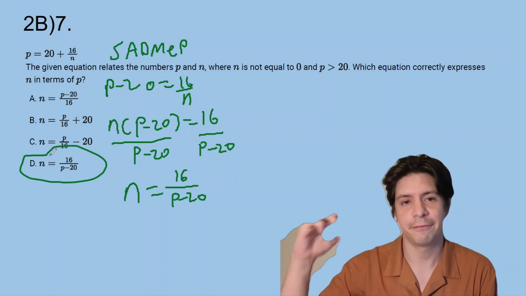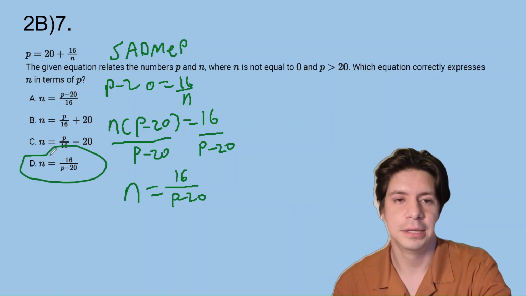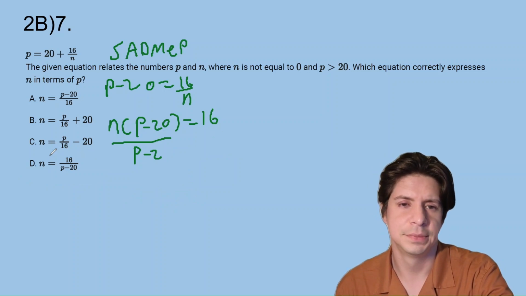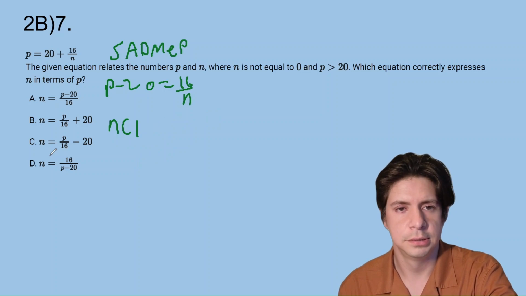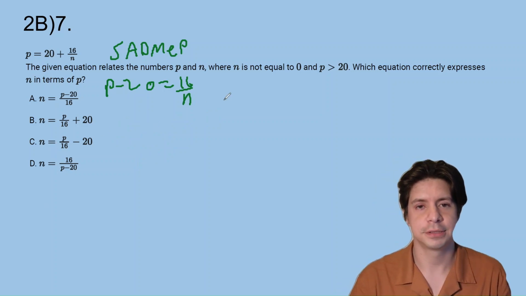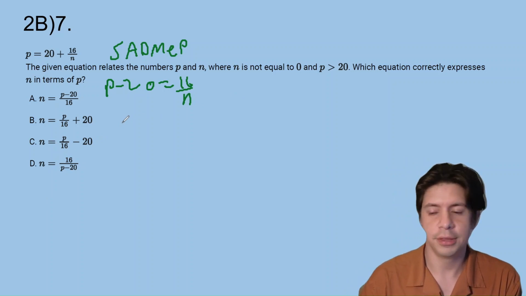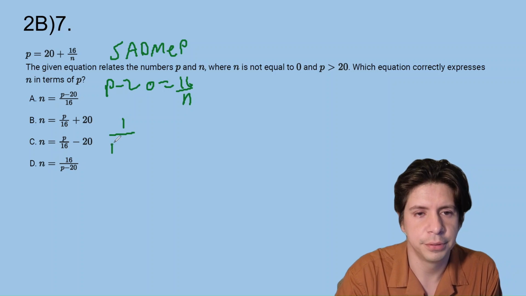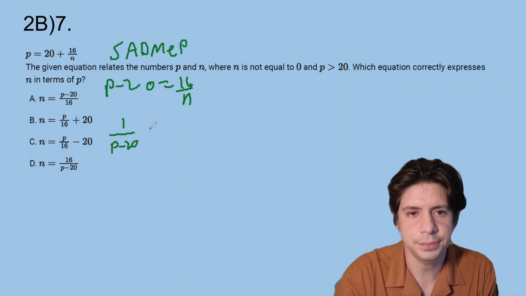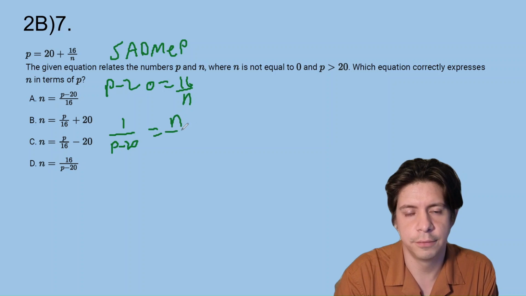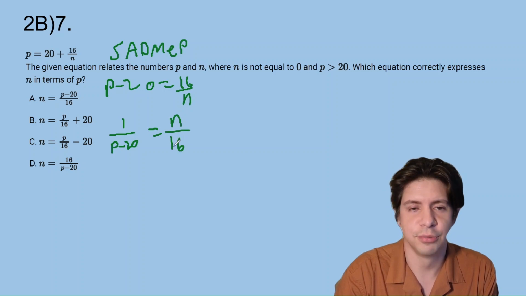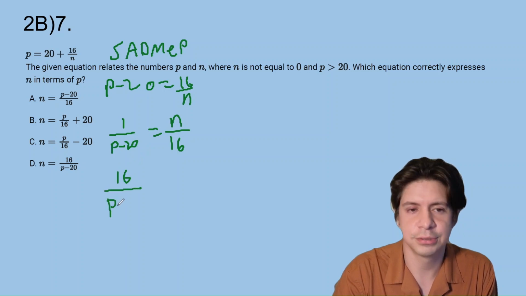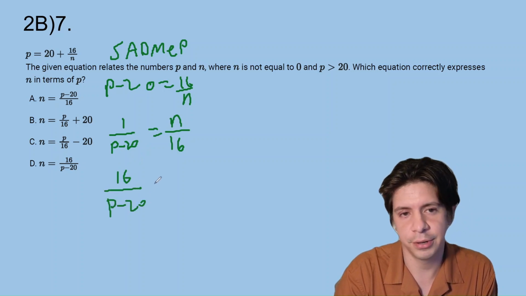If you want to do it by flipping, what you would do then is something like this. Look, you have p minus 20 equals 16 over n. And you just flip both fractions, and you put all that underneath a fraction with a numerator of 1. So you're going to have 1 over p minus 20 equals n over 16. And then you just multiply both sides by 16, and you get 16 over p minus 20. So as long as you're flipping both sides of the equation, it'll work.